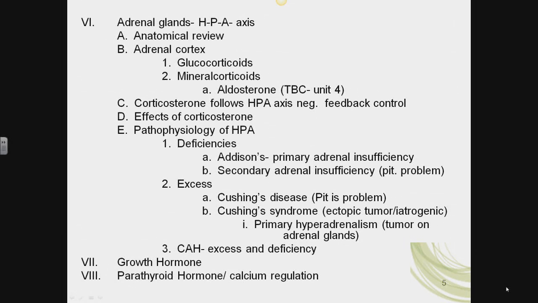Growth hormone and parathyroid hormone and calcium regulation that goes along with parathyroid hormone will cap off this lecture.